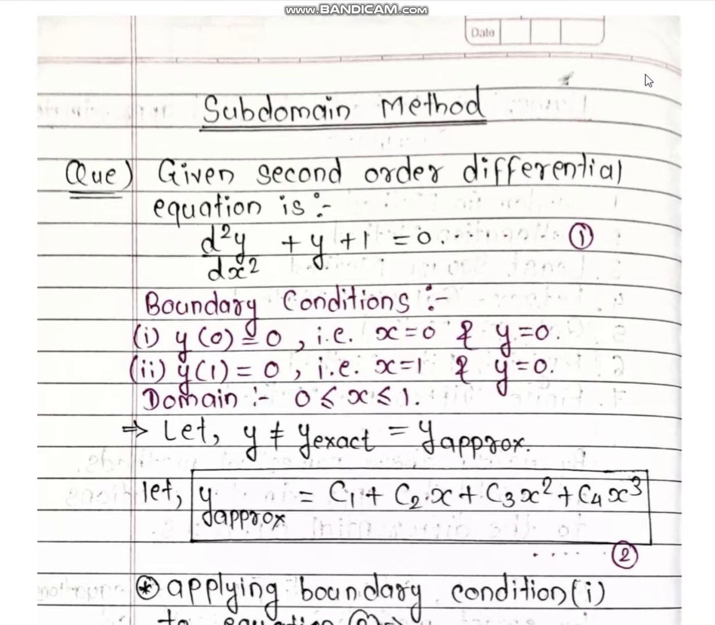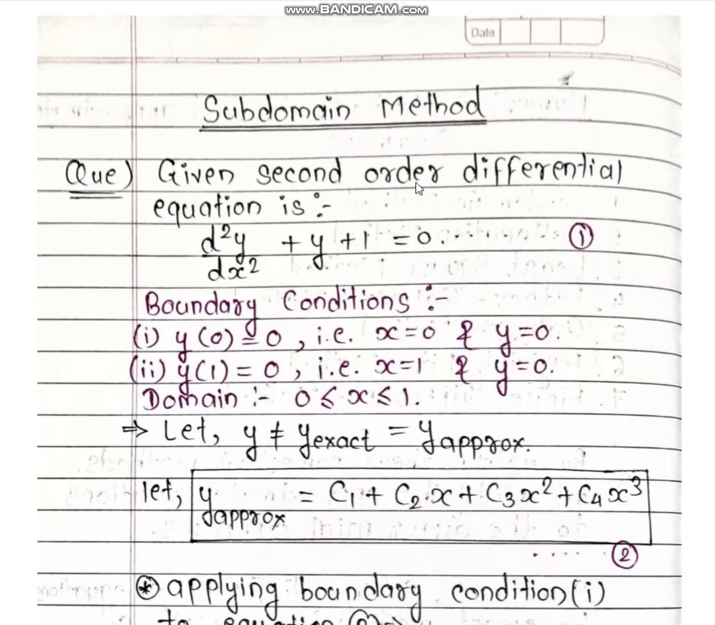Subdomain method is a numerical method which is used to find the approximate solution of the differential equation. But why is it necessary to find the solution of the differential equation by an approximation method? Because sometimes solving a differential equation by an exact method is difficult, so we use numerical methods such as the subdomain method to find a solution which is near to the exact solution but not the exact solution. It means that by using numerical methods we are going to find out the approximate solution which is near to the exact solution. So today we will discuss the subdomain method.